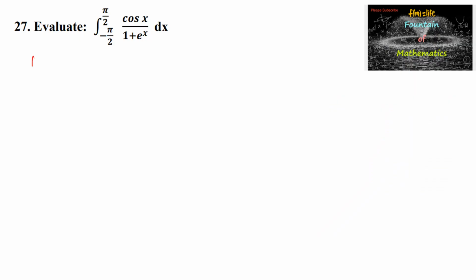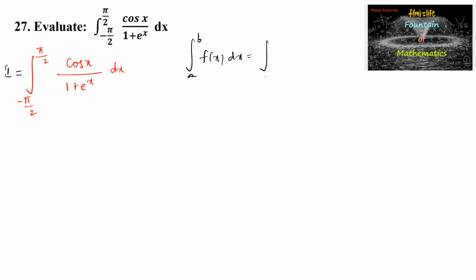Evaluate integral minus pi by 2 to plus pi by 2 cos x upon 1 plus e power x dx. So let us consider this to be I. Now by using the property integral a to b f of x dx is equal to integral a to b f of a plus b minus x dx.